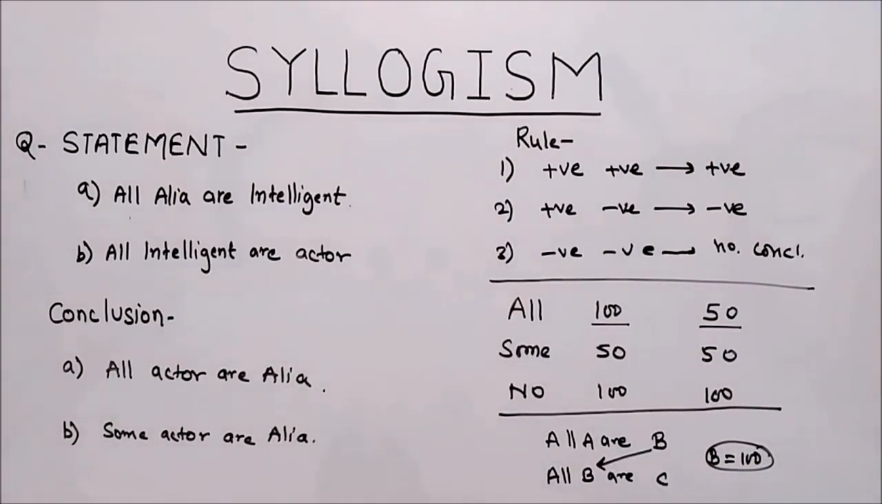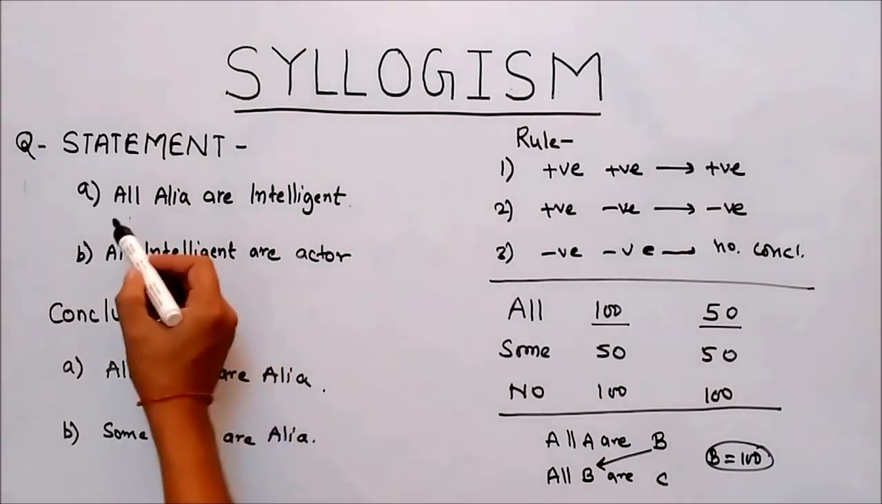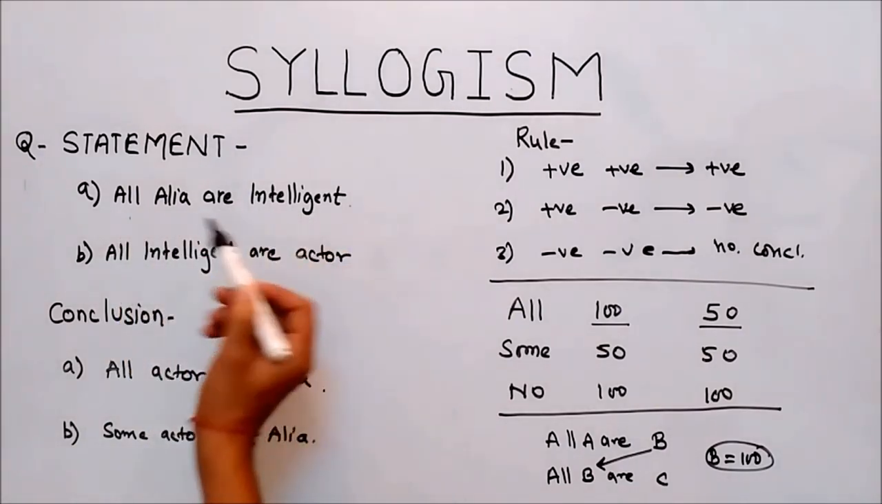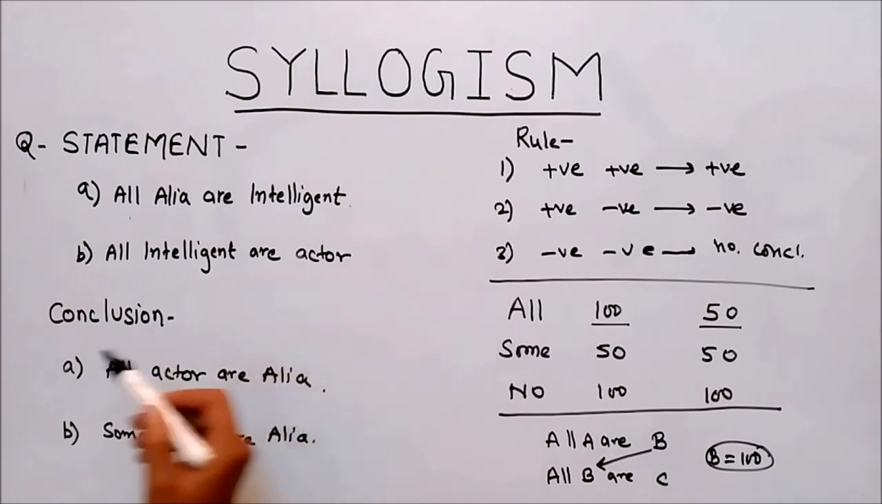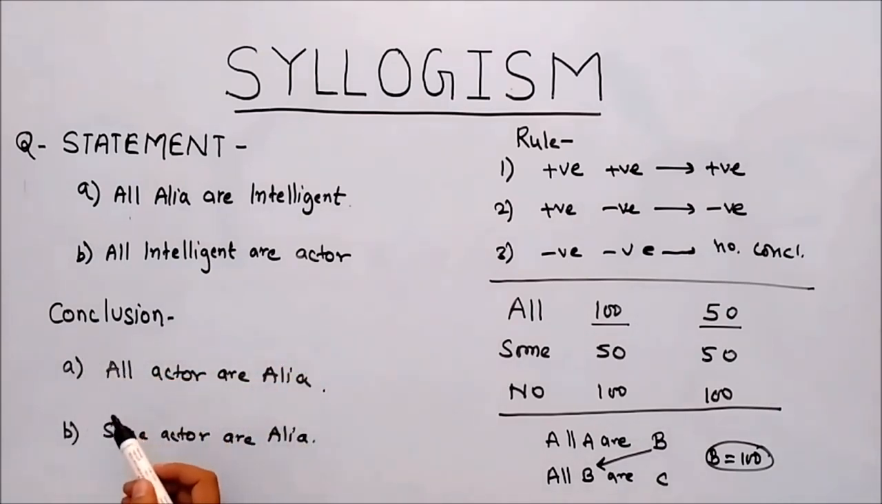Now let's start with the question. We have two statements here: first, all Alia are intelligent, and second, all intelligent are actors. Now we have two conclusions here: first, all actors are Alia; second, some actors are Alia.